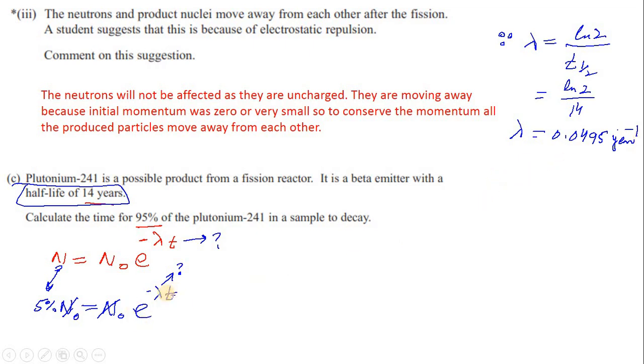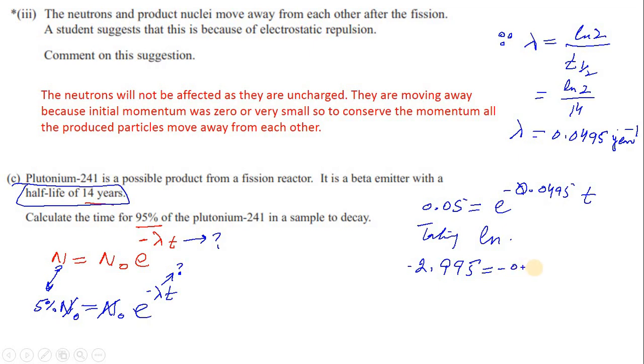Now use this lambda here. We have 5% on the left-hand side, so 0.05 is equal to e to the power minus 0.0495 times t. Taking ln on both sides, we get minus 2.995 equals minus 0.0495 times t. Now dividing and cancelling the negative, t is equal to 60.5 years.